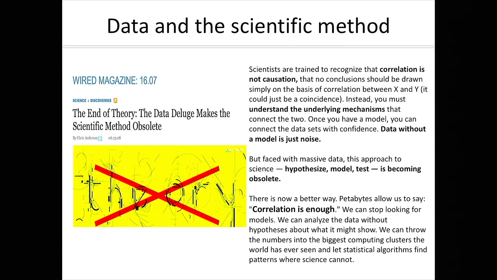So what this author here said is that the scientific method, which is exactly to come up with a hypothesis, to make a change in a system and then predict what this change would be causing and then test whether this is actually happening, is largely obsolete. And the author said that we're trained to recognize that correlation is not causation, that no conclusion should be drawn simply on the basis of correlation, and that we should do experiments. That's how we're trained. And with this mouse and this boat analogy, I just indicated that this is probably not going to work for very complicated systems.